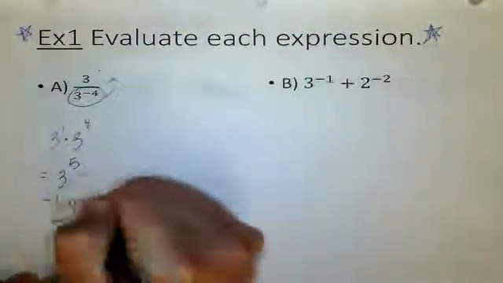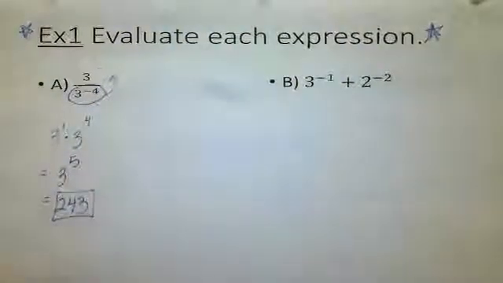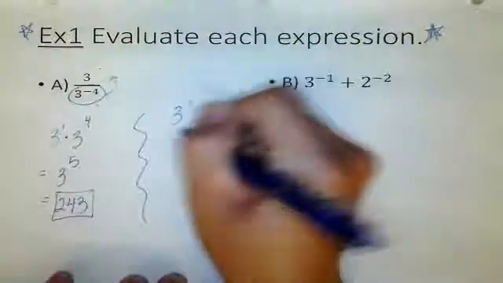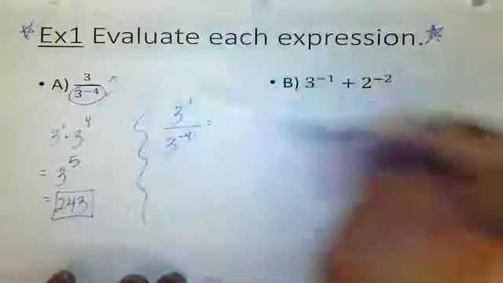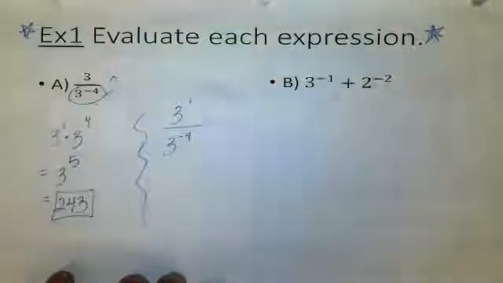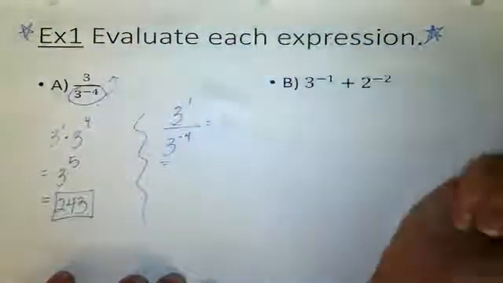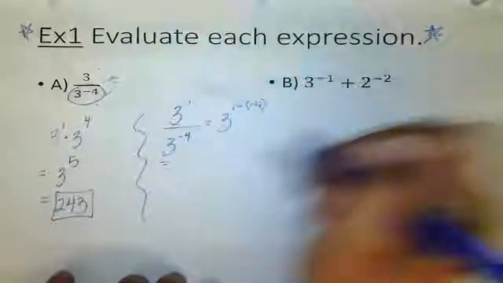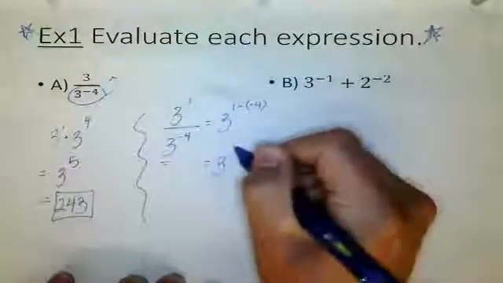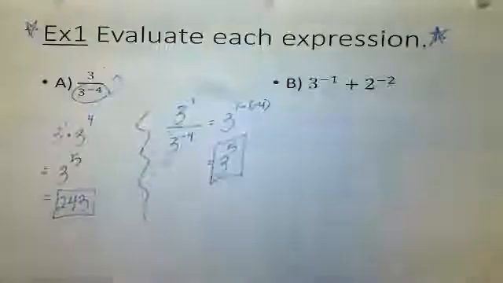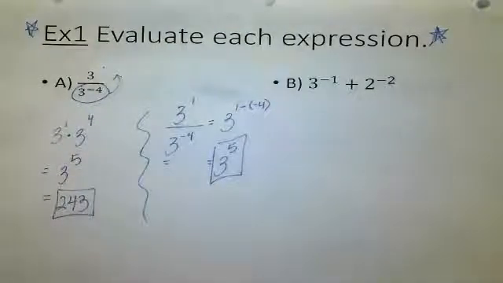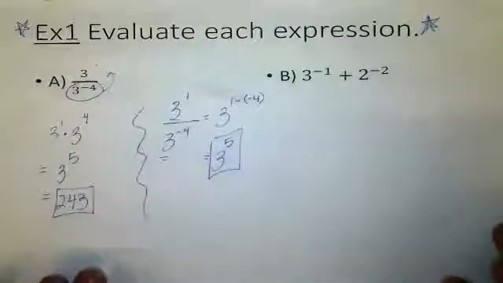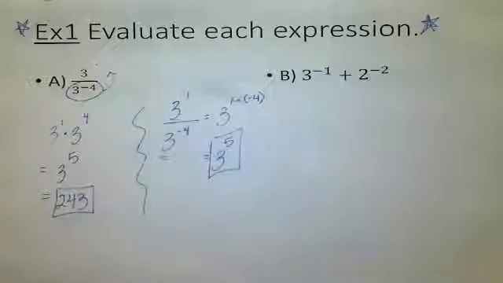Is there another way to do this question? You can subtract the exponents, absolutely. So the other way to do this is we have 3 to the first over 3 to the negative 4. And I can use the subtraction of exponents. They have the same base, so we keep the base the same. And how do we subtract? 1 minus a negative 4. And 1 minus a negative 4 is 5. So that also gets you the equivalent answer. Okay? All right. Letter B, 3 to the negative 1 plus 2 to the negative 2. What do you want to do?